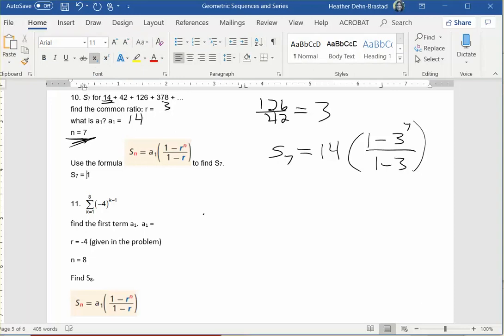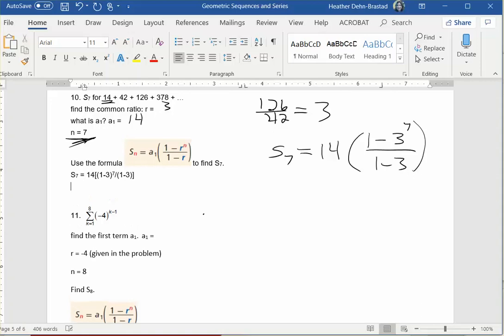It's equal to 14 times. Now I'm going to have a fraction in here, so let me change this to a square bracket. The numerator is going to be 1 minus 3 to the 7th power. And the denominator is 1 minus 3. And that will close my brackets. All right, so that's an example of how you would use those formatting tools to write that out. You could also use the insert equation tool if you want to. I'm going to keep using my pen.